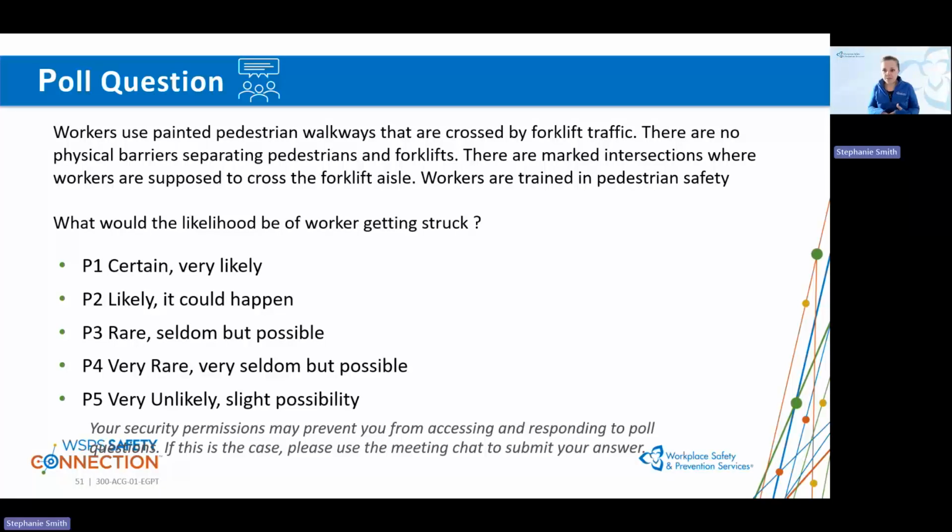So the whole question is, what do you think the likelihood is of a worker getting struck by a forklift with just this scenario of just painted walkways, forklifts have to cross, people are crossing at designated locations, and are trained to do that? What do you think your probability is? What would you rate your probability with that current control system of just saying very likely, likely it could happen, rare, seldom? And just do what you want for here.